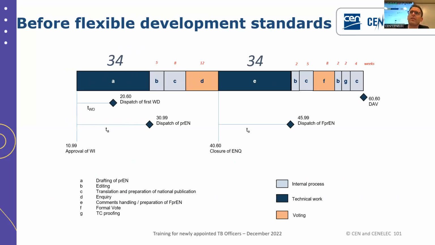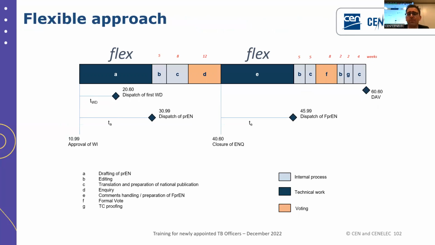Before the flexible standard development process, the system was quite rigid or static, in the sense that the TC would have 68 weeks to develop the standards in total, split equally between stage A, which is the stage to draft standards, and stage E, which is the stage after the closure of the inquiry to handle the comments. So it was equally divided, and there was no opportunity to have a little bit more time at the beginning or afterwards.